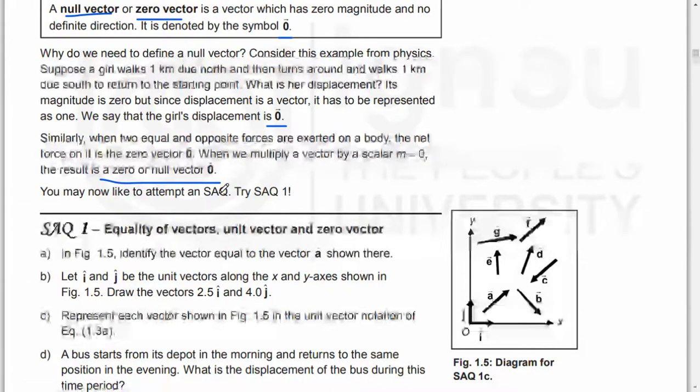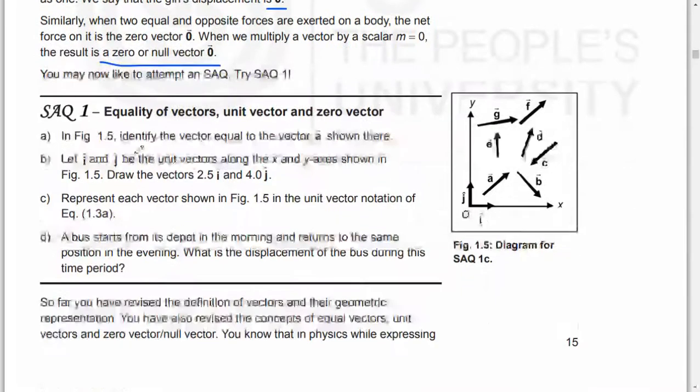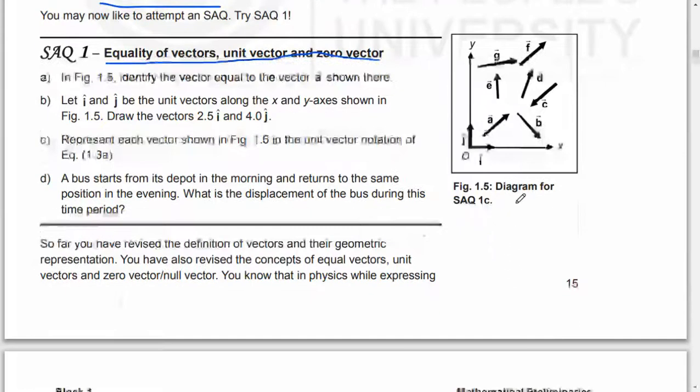You may now like to attempt an SAQ, try SAQ 1: equality of vectors, unit vectors and zero vectors.